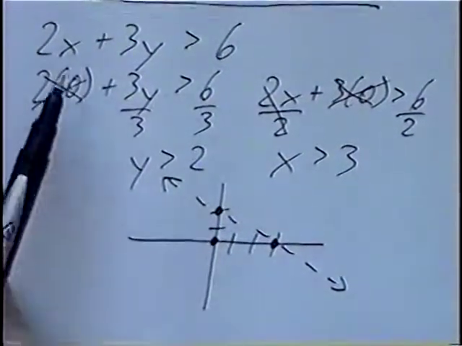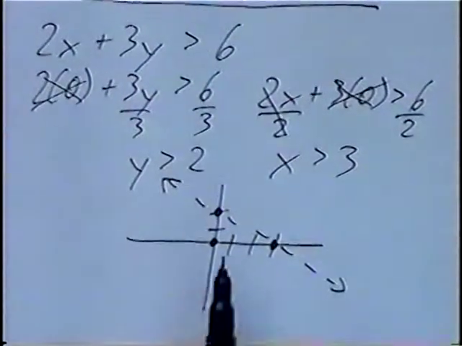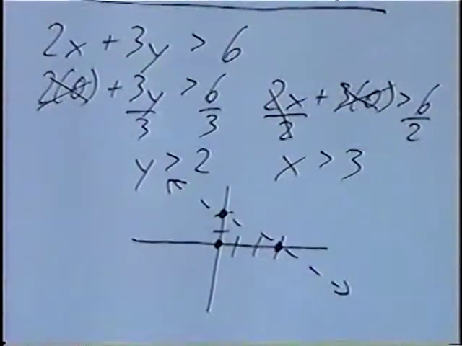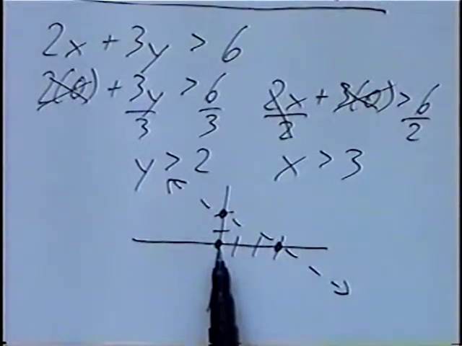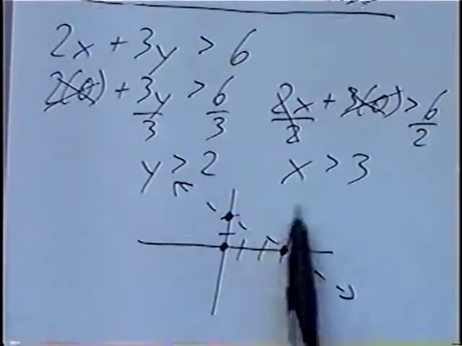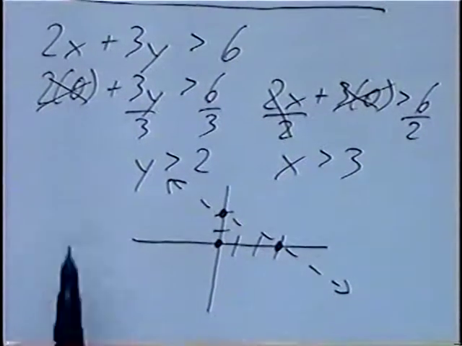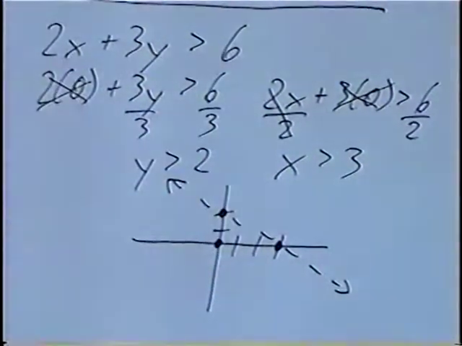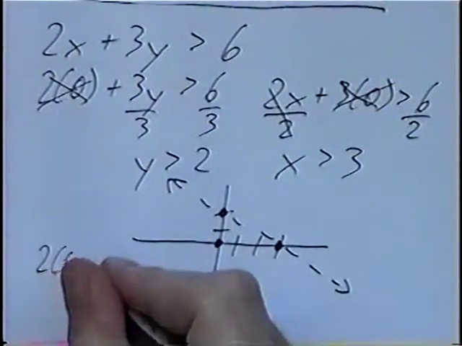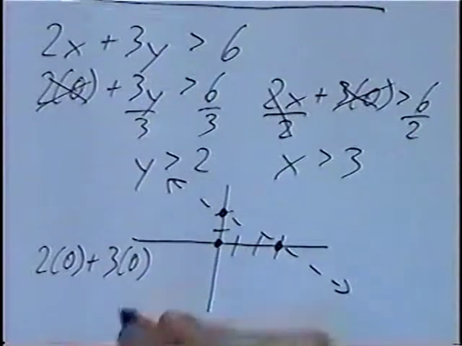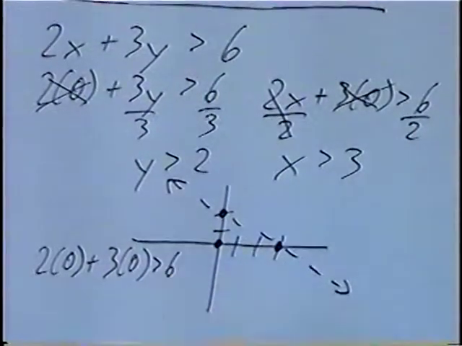So we can plug 0, 0 into the original question. If 0, 0 works, we'll shade the side that has 0, 0 on it. If 0, 0 does not work, we'll shade the opposite side of the line that does not contain 0, 0. The original question was 2 times x, or 2 times 0, plus 3 times y, or 3 times 0, is greater than 6.